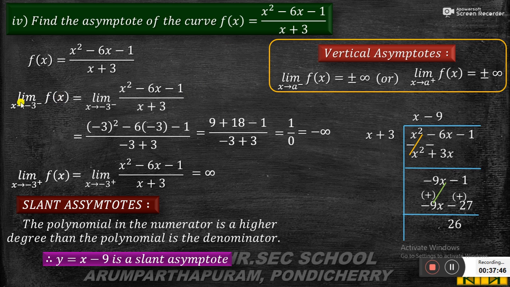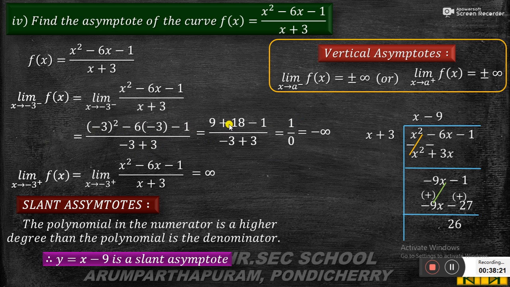So limit x tends to minus 3 minus of f of x. Now I write the function x square minus 6x minus 1 by x plus 3. Now I substitute x equal to minus 3. So minus 3 whole square minus 6 into minus 3 minus 1 by minus 3 plus 3. Therefore minus 3 whole square is 9, minus into minus plus, 6 threes are 18, minus 1, and in the denominator minus 3 plus 3 cancelled, so 0.